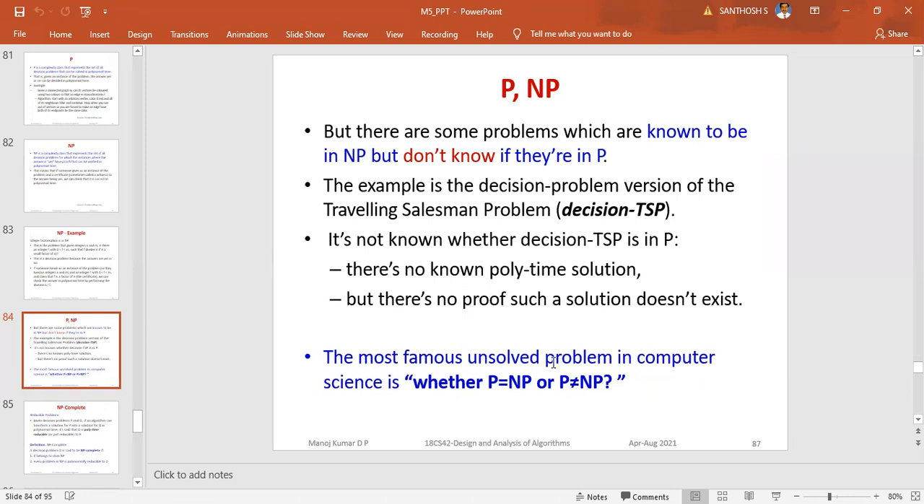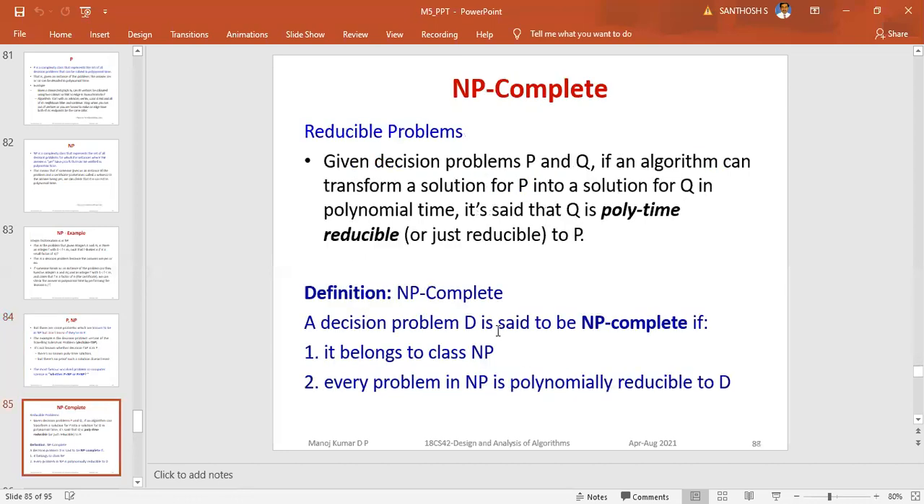The most famous unsolved problem in computer science is whether P equals NP or P does not equal NP. So this is the most famous unsolved problem in computer science we have. So we need to check whether P is the same as NP or P is not equal to NP. That is up to P and NP.